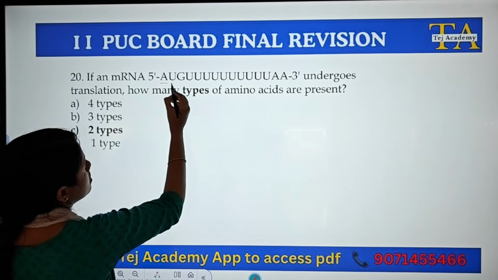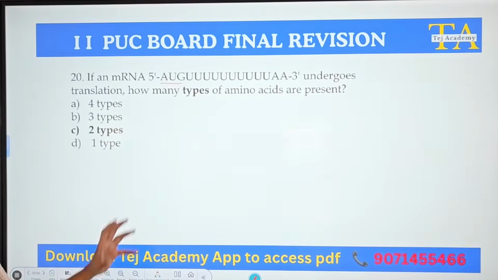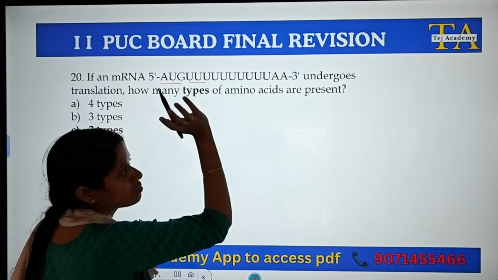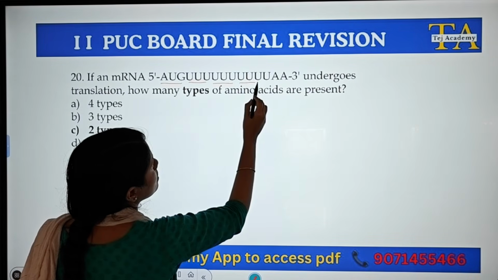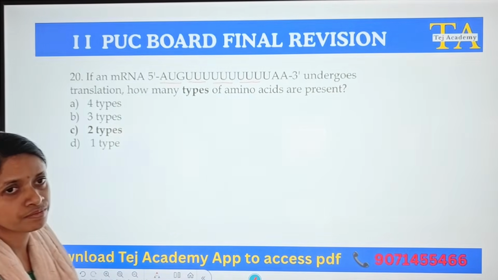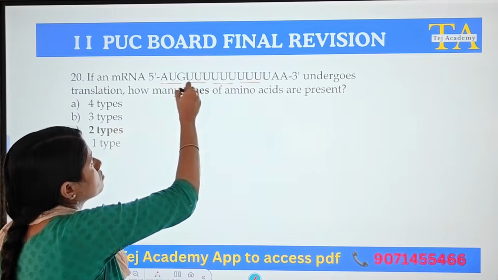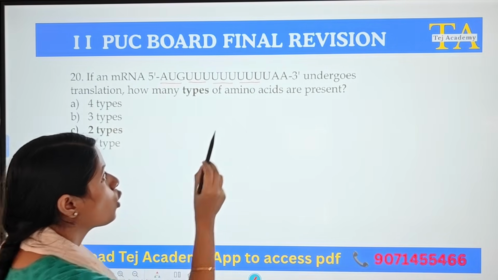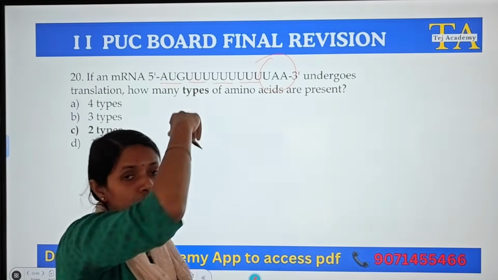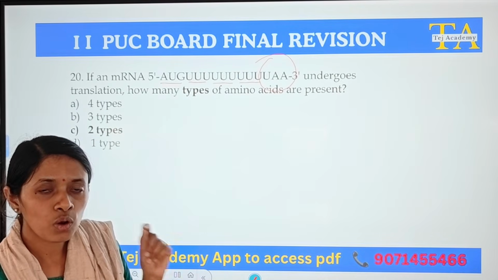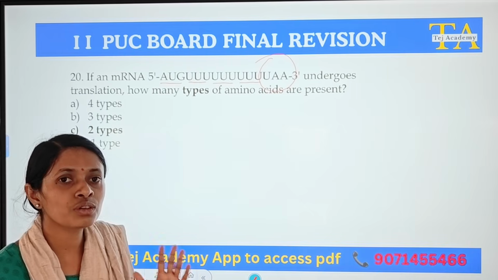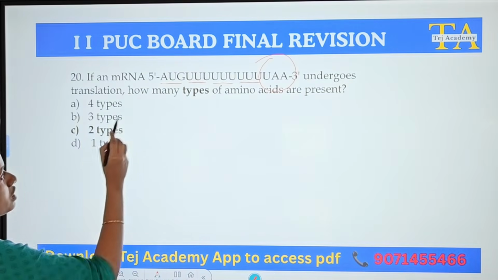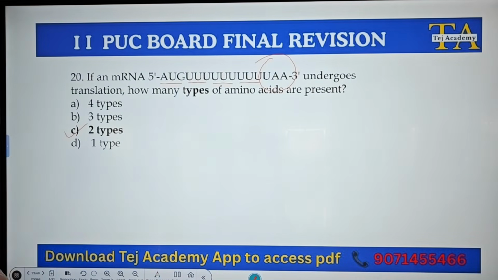First amino acid is AUG, which will code for methionine. Okay, then the next is UUU, and you can see UUU is repeated thrice. So in this, only 2 unique types of amino acids are formed. And why am I not considering this? Because stop codons don't code for any amino acid. Okay, so here the answer is 2 types.